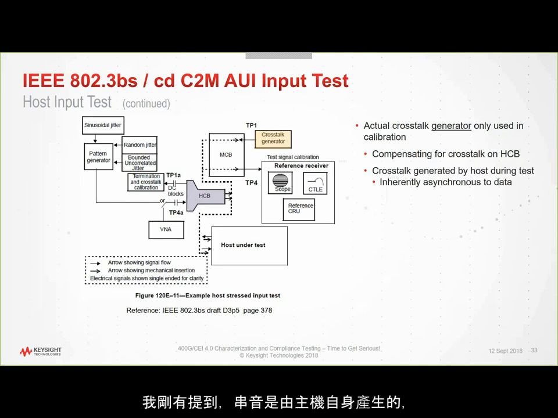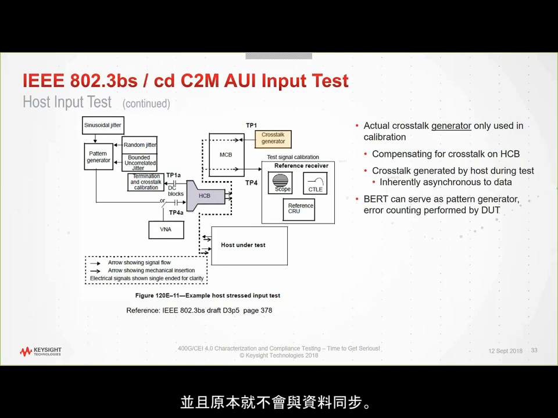As I said, it's generated by the host itself, and it's inherently asynchronous to the data. So the BERT is the pattern generator, and the error counting is performed by the host. The BERT is only being used as a pattern generator. We're not using the error detector in it. You see the drawing with the rather complicated setup for the stress generation going into a pattern generator. This is a 30-year-old drawing, and back then, BERTs didn't have jitter generators built into them.